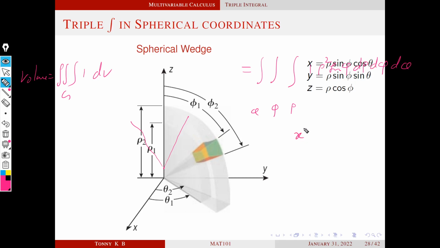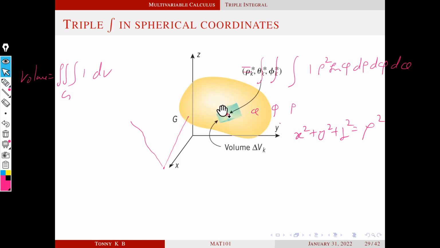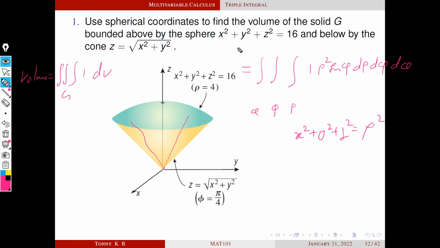Okay, it is easy to verify that x square plus y square plus z square satisfies the condition rho square. So what about our equation of this sphere? Here this becomes rho square, so rho square equal to 16. This implies rho equal to 4, because rho is always positive. It is the distance from origin to that point. So the equation of this green sphere is rho equal to 4.